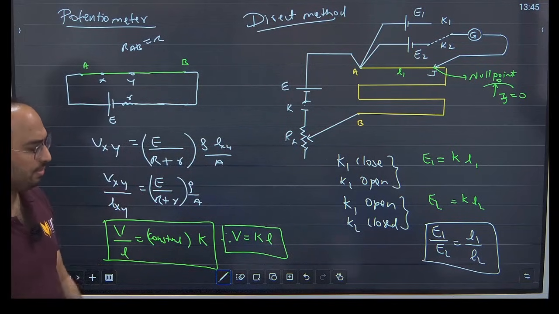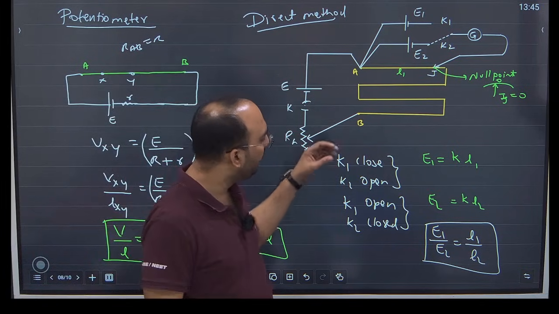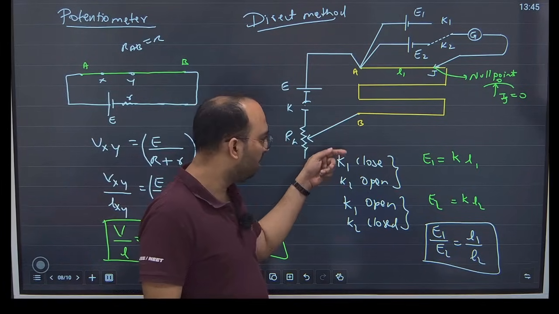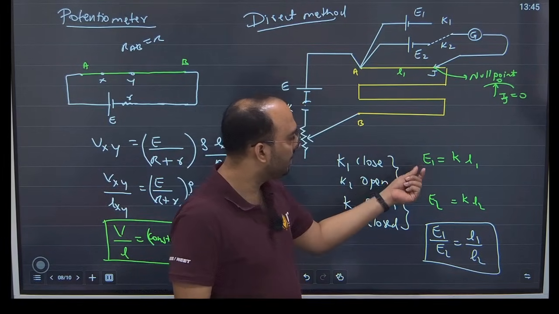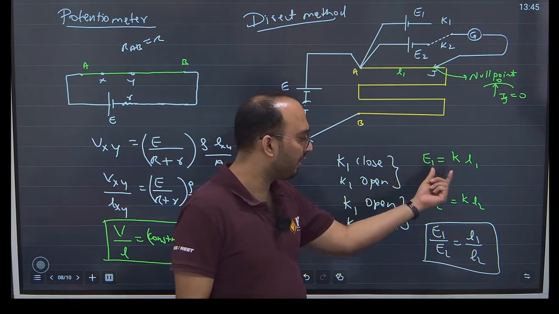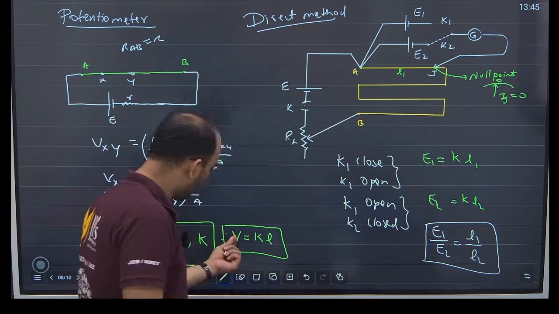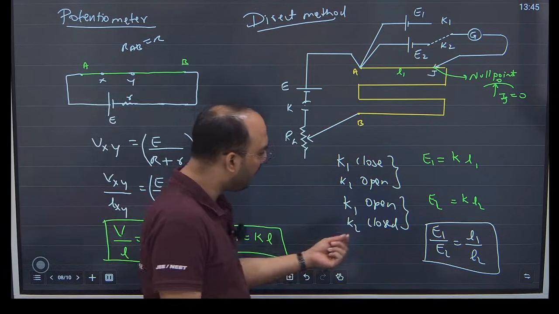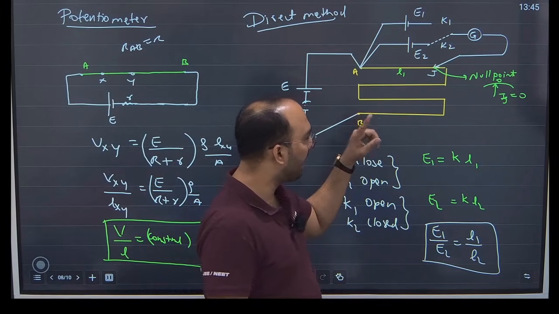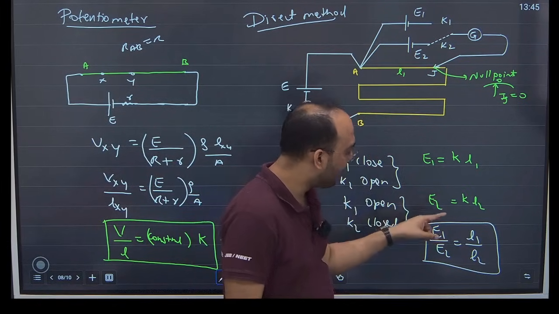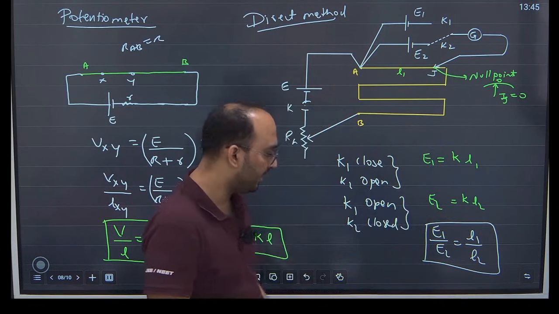So when they ask you this experiment, what you do is draw a diagram and explain the circuit. Then you say that in the first scenario we connect E1 by doing this key arrangement. Since E1 is connected and the balancing length is L1, we can claim this is true: E1 is equal to KL1, because of the principle behind the potentiometer. And then you disconnect E1 and connect E2. At a time only one battery is connected. Again find the balancing length, let's say you got L2, so you can write E2 is KL2, then divide, and the answer comes.